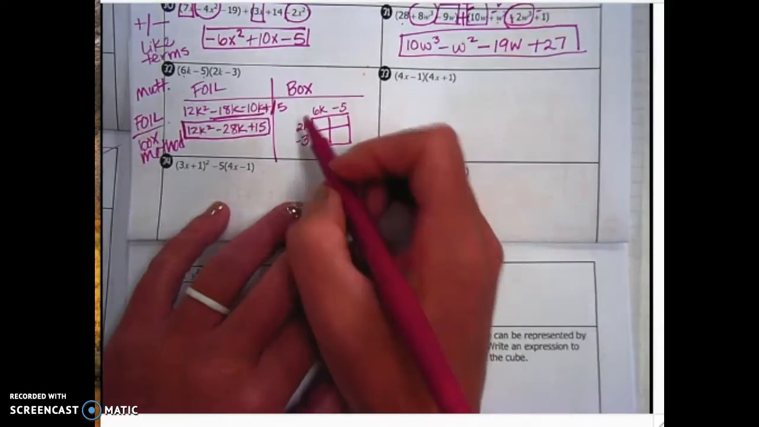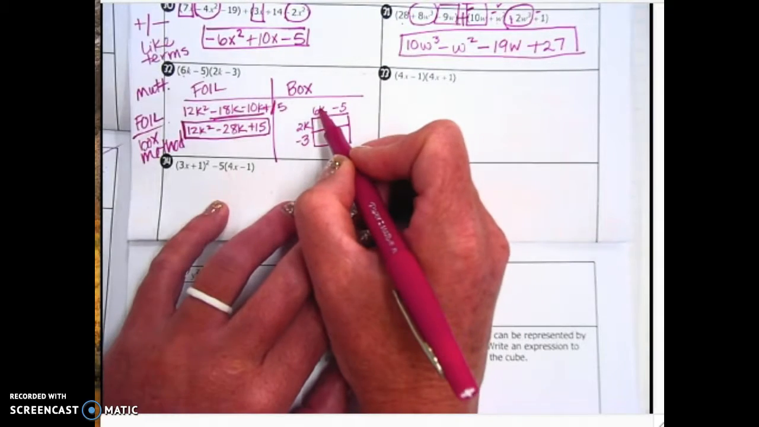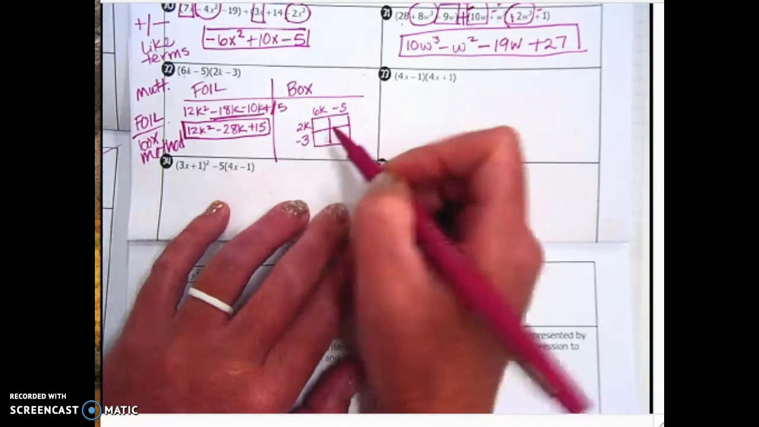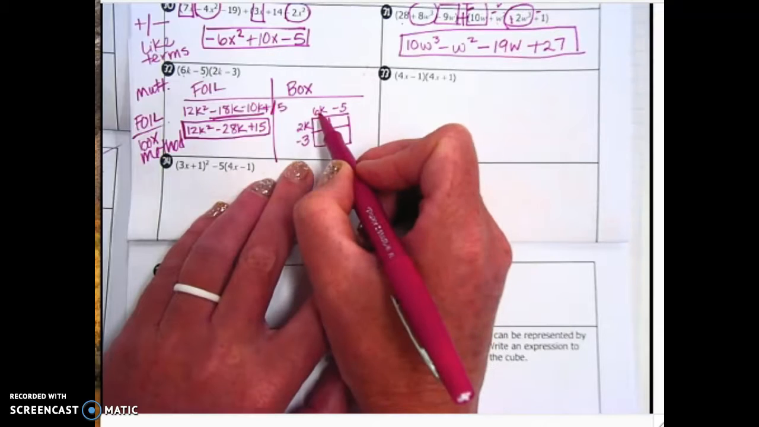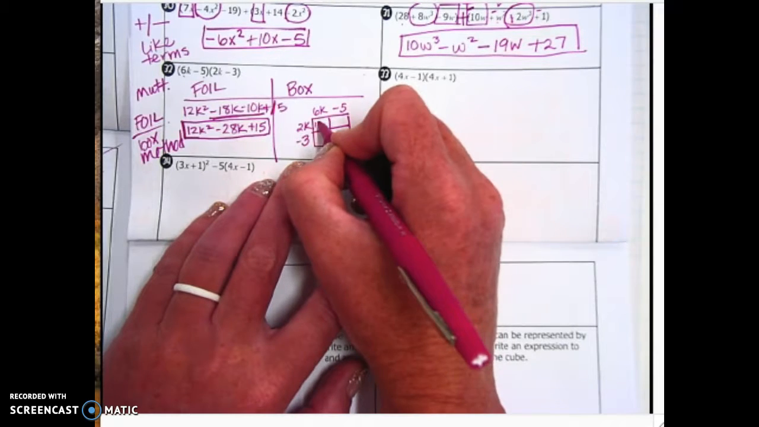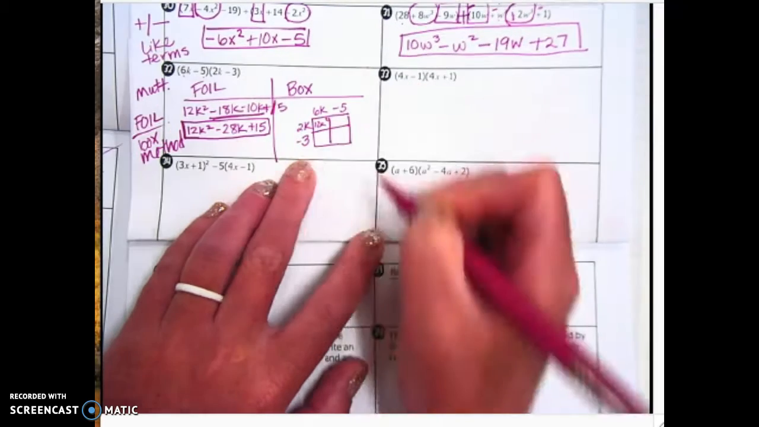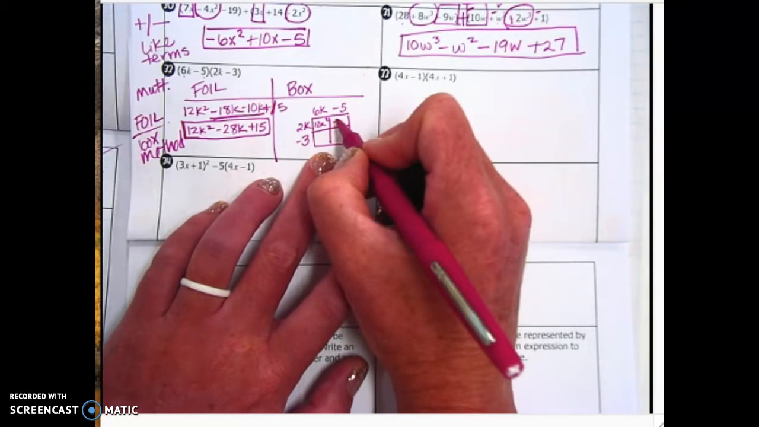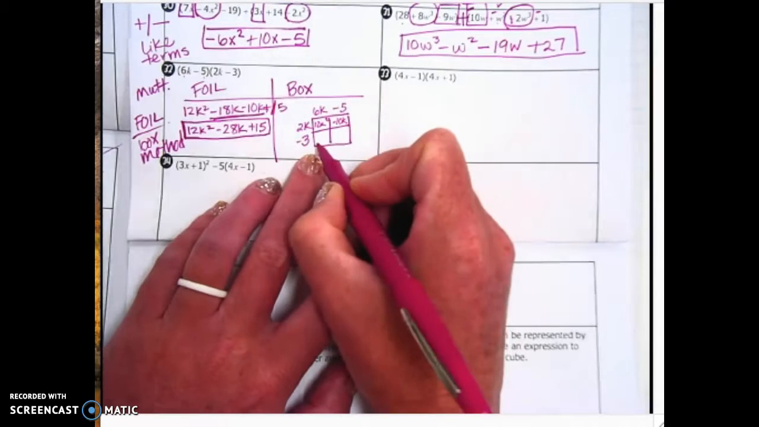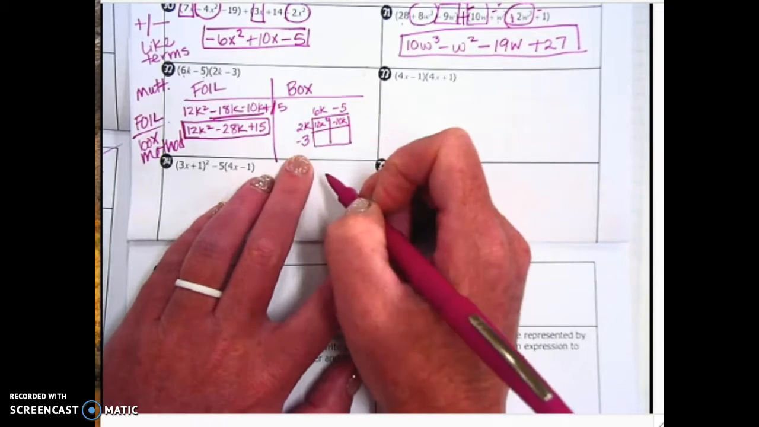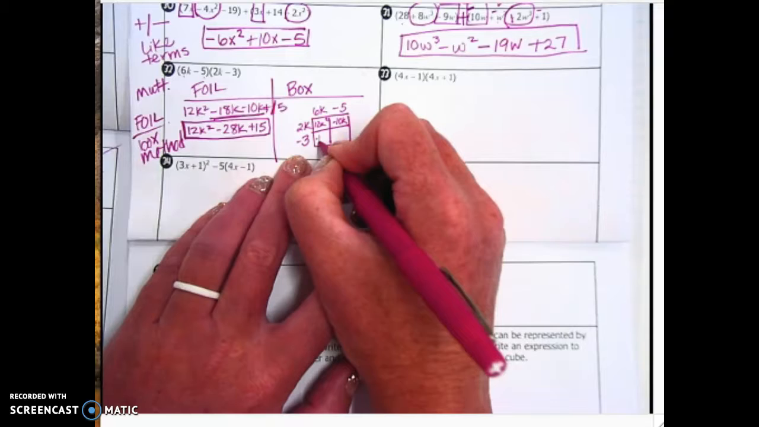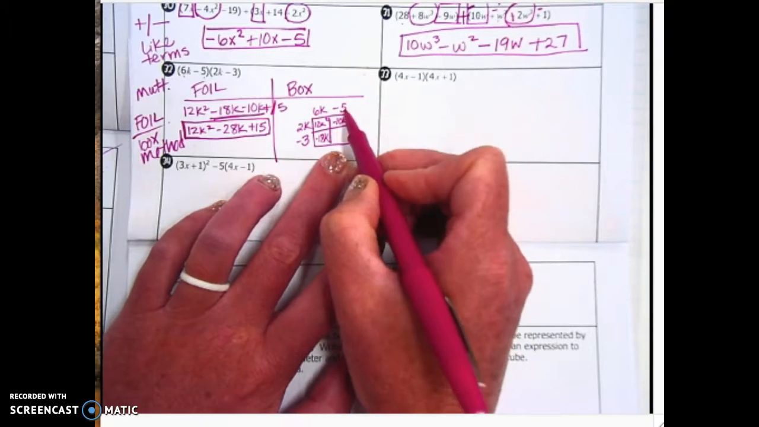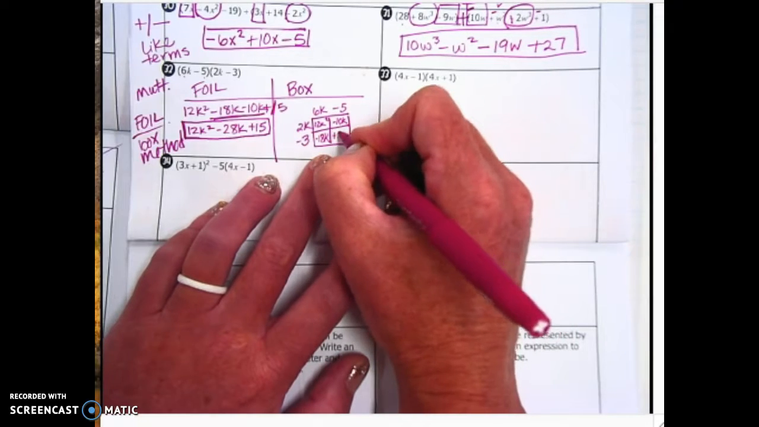Okay. But in each box, we're going to put the product of what's above it and what's to the side of it. So for this box right here, we're going to say 6k times 2k is 12k squared. In this box right here, we're going to multiply the negative 5 and the 2k, which is negative 10k. In this box over here, we're going to multiply negative 3 times 6k, which is negative 18k. And in the box over here, we're going to multiply the negative 5 and the negative 3, which is positive 15.